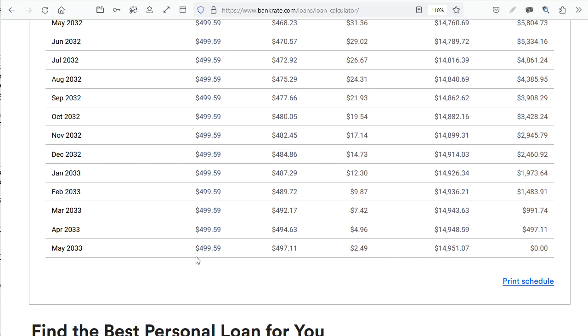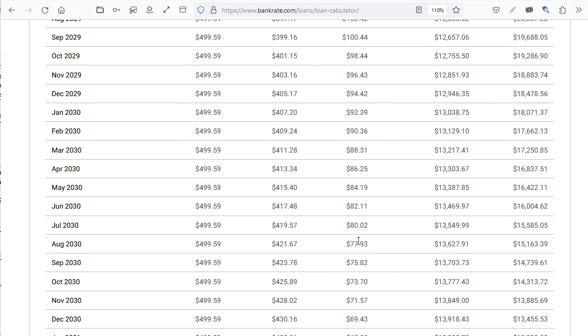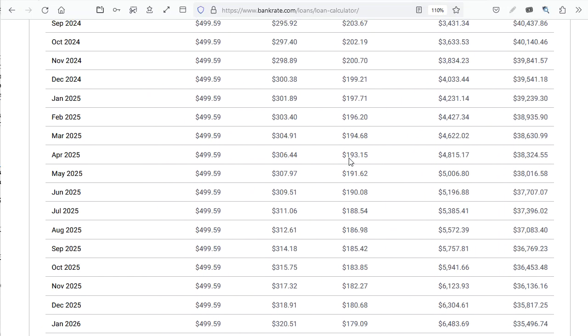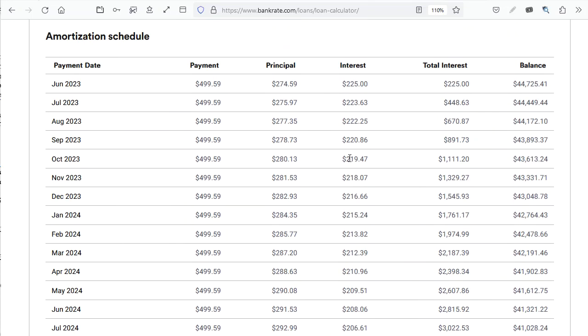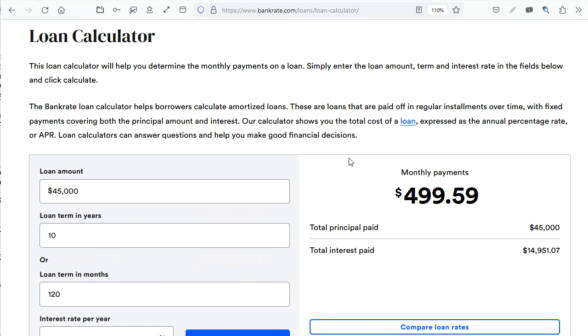Notice at the very end, your monthly payment of $499.59, only $2.49 is interest. Almost every single penny of that is going towards paying off your loan. So what's happening is the bank is getting most of their interest at the beginning, right? So they're getting their interest sort of up front. That's where making extra payments can really make a difference.